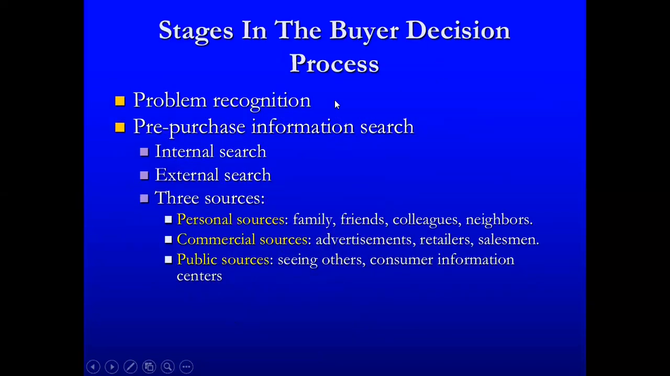So let us see stages in the decision process. One is problem recognition, then pre-purchase information search, which may be internal or external. And three sources are personal sources, commercial sources, and public sources. Personal sources include family, friends, colleagues, neighbors. Commercial sources include advertisements, retailers, salesmen. Public sources include seeing others, consumer information centers. So this is the pre-purchase information search stage.